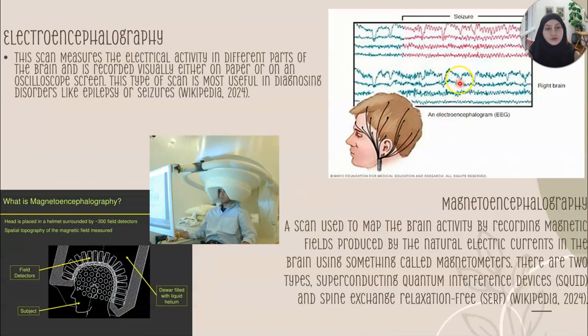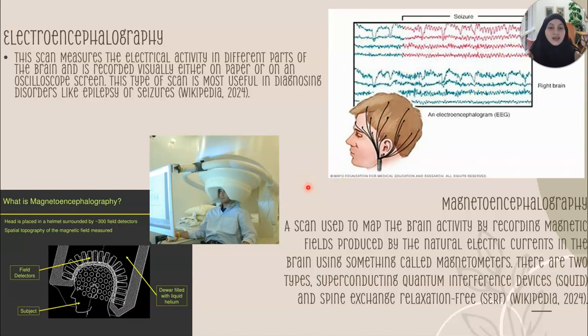Electroencephalography, the image is on the right side. This scan measures the electrical activity in different parts of the brain and is recorded visually either on paper or an oscilloscope screen. This type of scan is most useful in diagnosing disorders like epilepsy and seizures. They have little tabs that stick to different parts of the head, and it records the electric activity that happens within the brain. So it comes out with lines on a paper.